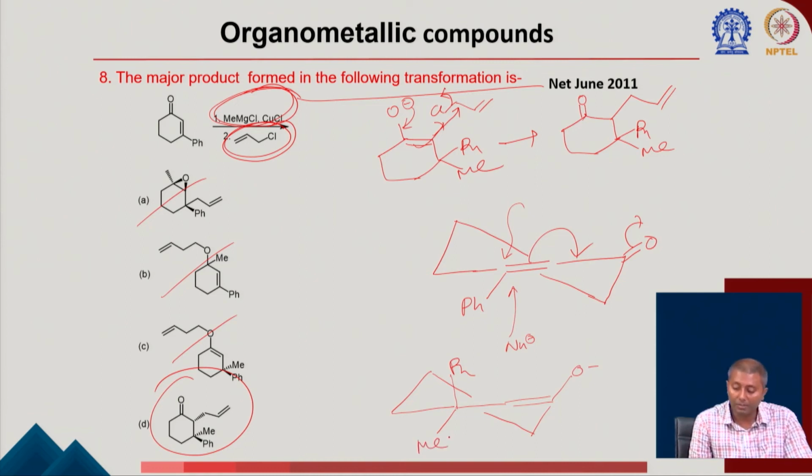Now once the allylation is happening, it will try to happen from this phase, just to avoid steric hindrance. It is going to take the allyl from this side. It will take the electrophile from this side. That can give you a stereochemistry like this.